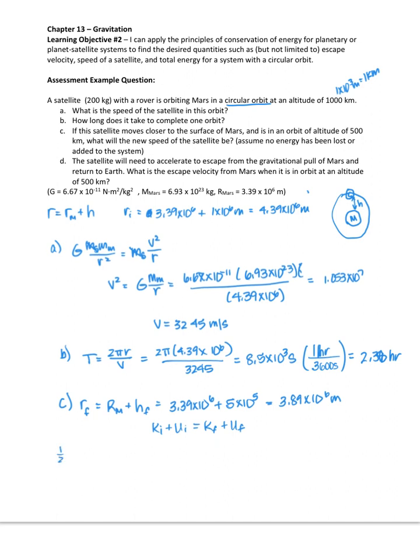So we have 1/2 the mass of the satellite times its initial velocity squared, this is going to be v initial, and then minus G, the mass of the satellite, the mass of Mars, over r initial. Right here's our r initial. And then 1/2 the mass of the satellite, velocity final squared, minus G, mass of the satellite, mass of Mars, over r final. So this is using conservation of energy to solve this problem. I'm looking for v final.